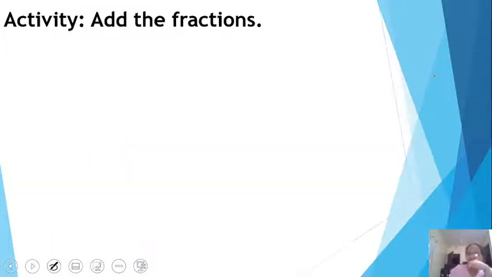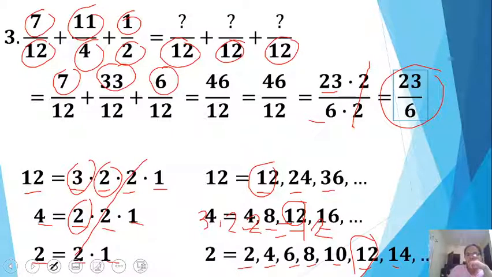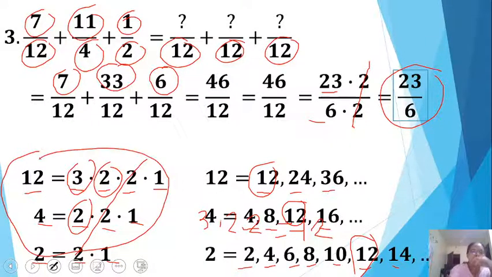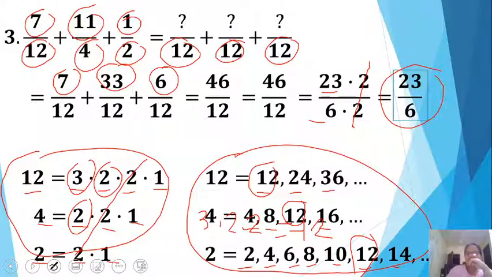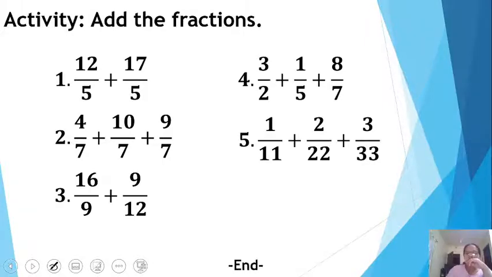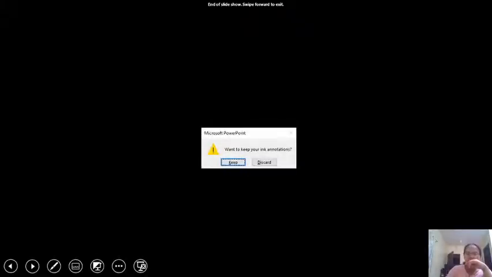Now, if you would like to answer this activity, you can pause the video. So by getting the common denominator, you can either use this process in here, get the common factors, or get the multiples. So that's your choice. Okay, so that ends our review about addition of fractions.